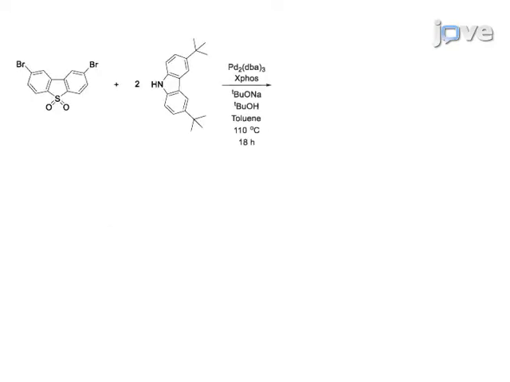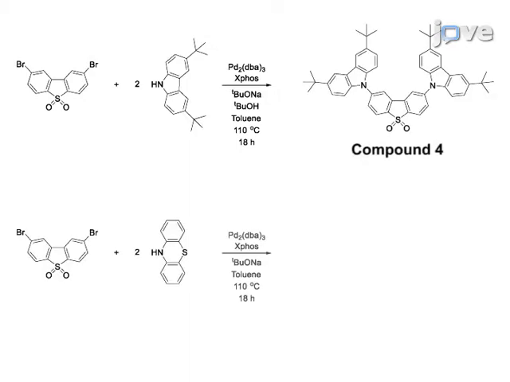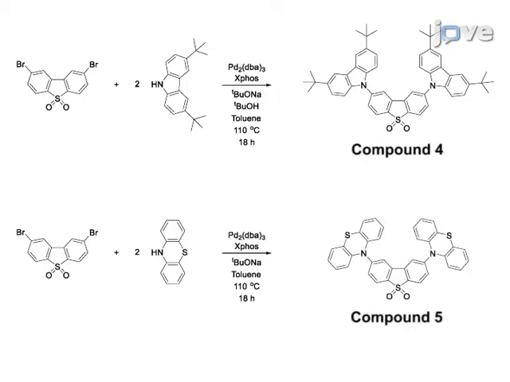Two TADF emitters were prepared by a palladium-catalyzed amination cross-coupling reaction. Compound 4 was obtained in 63% yield, and compound 5 was obtained in 55% yield. Increasing the amounts of starting materials did not negatively impact the yields, suggesting that the reactions can be carried out on an even larger scale.